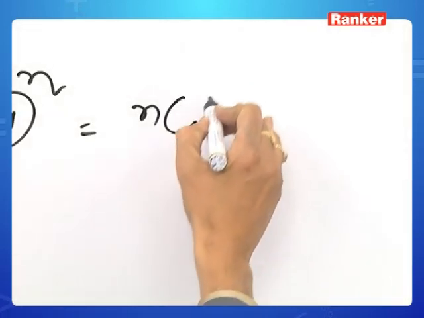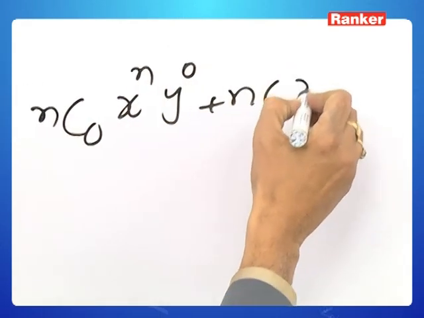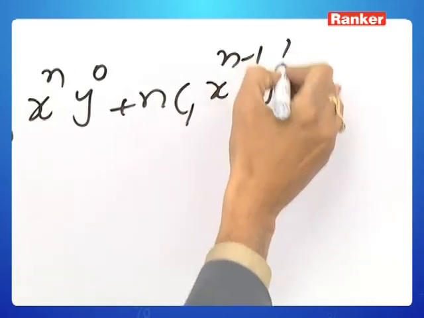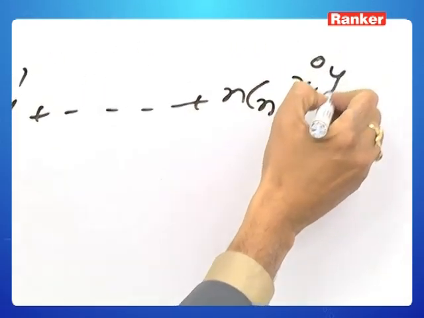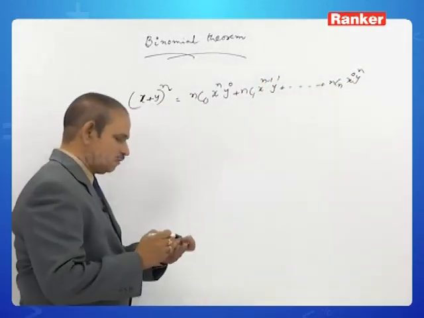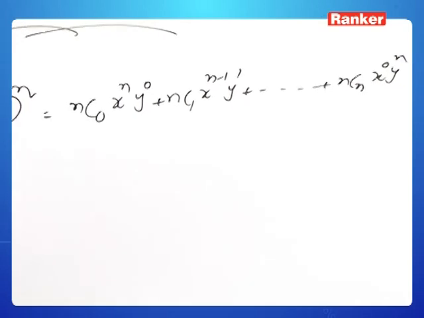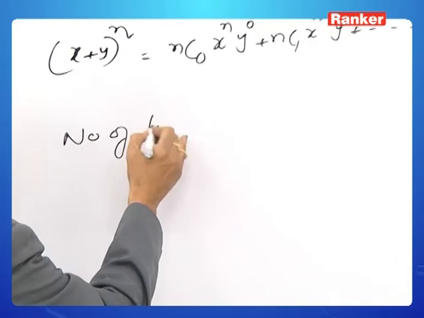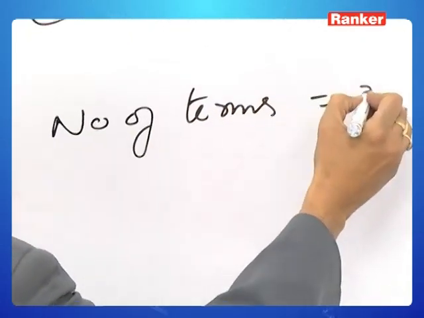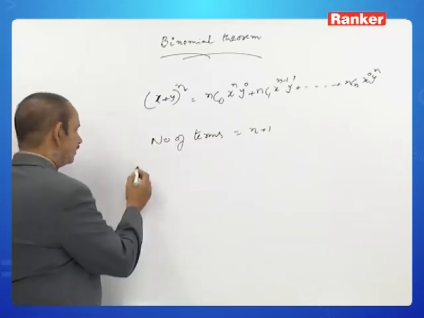What are they? nC0 into x power n into y power 0 plus nC1 into x power n minus 1 into y power 1 and so on, etc., nCn into x power 0 into y power n. All together, how many terms are there? N plus 1 terms. Okay, so the number of terms is equal to n plus 1. Good.